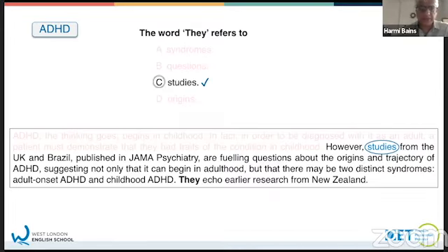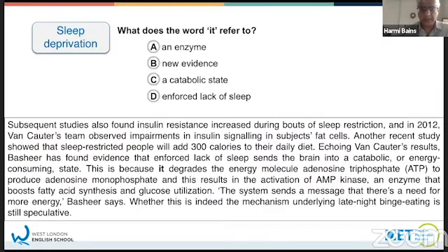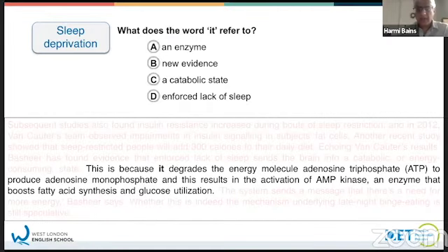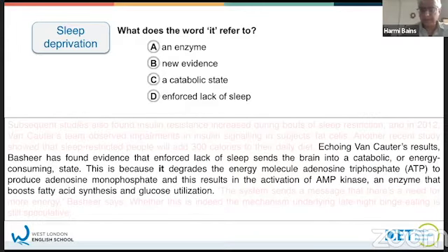Okay, great. Lots of right answers. And then let's go on to the next question. This was about sleep deprivation. And you can see the reference word, it. Again, you have to go back to really find the answer. This is what the sentence says. I'll just read the beginning. It says, this is because it degrades the energy molecule ATP. So you've got to find out what degrades the energy molecule ATP. And of course, you've got to go back to the sentence before.